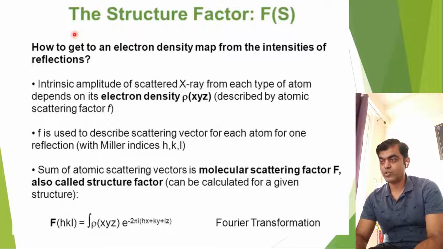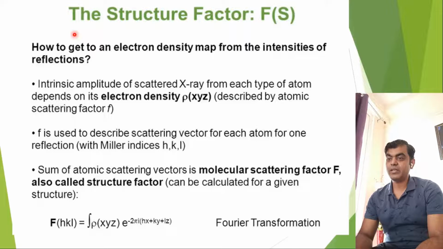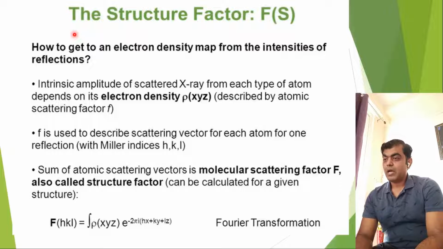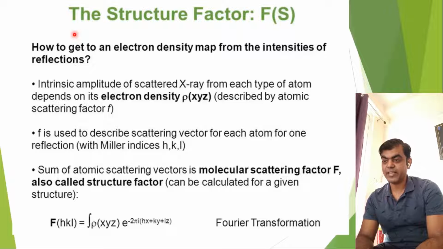So first is the structure factor, and from there we are going to see how the function of the intensity is going to be deciphered. Now, how do we get the electron density map from the intensities of reflections? That is the question. What we have is the electron density, which you can have as this expression, and this is directly related to the intrinsic amplitude of the scattered X-ray from each type of atom. So this is dependent on this factor.